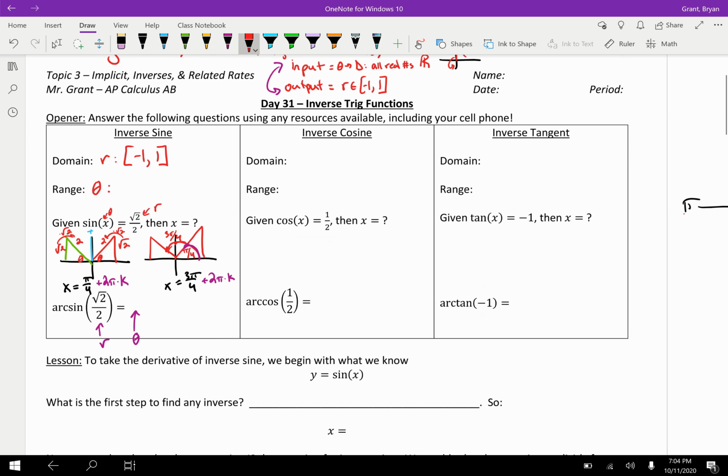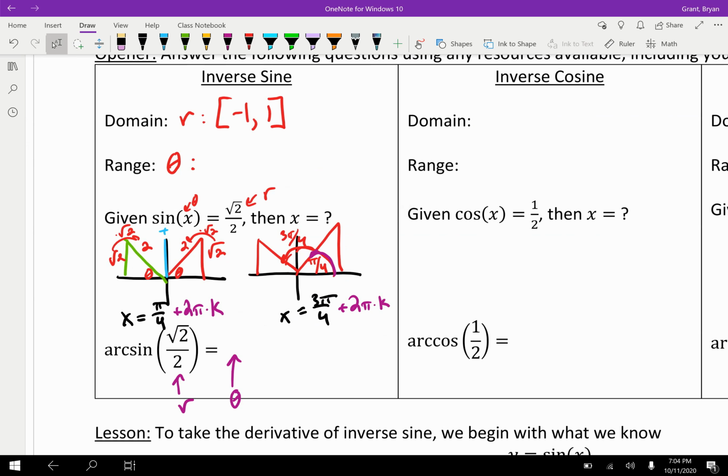So what we do then is we say that the range here for inverse sine is going to be between negative pi over 2 to pi over 2. So that means if we're looking here and we're like, what rotation creates root 2 over 2? Well, it can't be 3 pi over 4. That's too far. That's past pi over 2.